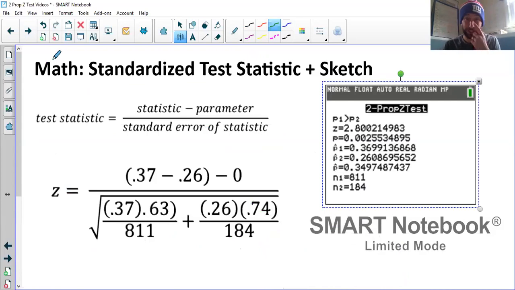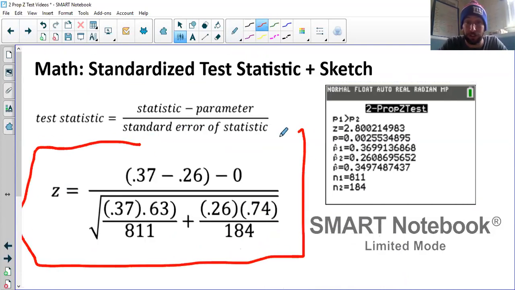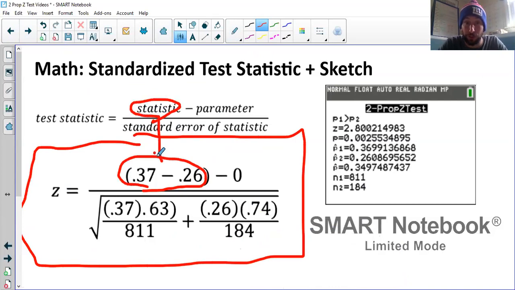Our best guess in terms of the z-score formula, I'm hoping that we could produce something like this. I'll color code it. This red right here, that's our statistic situation, but we don't have one statistic, we have two. We don't have one sample, we have two sample statistics, p-hat 1 and p-hat 2.